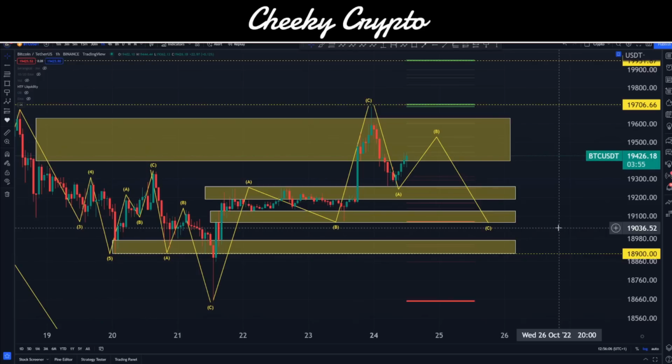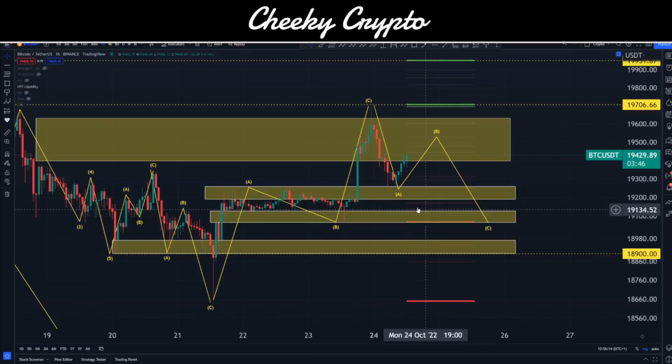Okay, let's make a start. Bitcoin paired up with USDT on the hourly chart. Binance is the data source. So following on from yesterday's video, what were we talking about? We were talking about these areas here, right? The support and the resistance, or the supply and the demand areas.